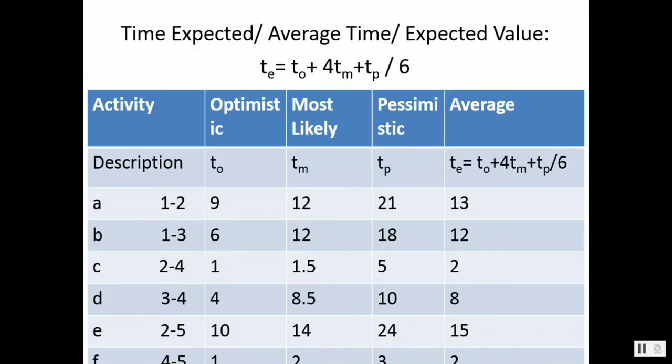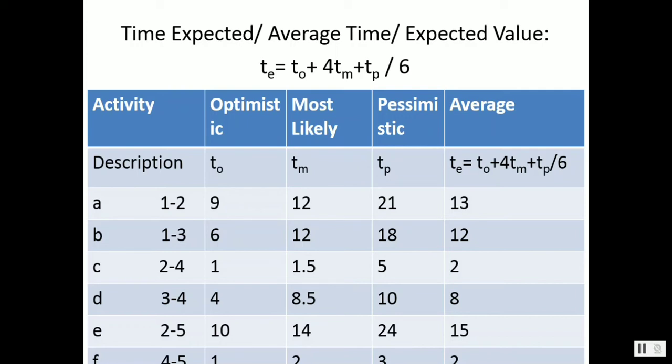In the next slide, we will discuss how, on the basis of input, we should move on to calculate time expected, which is also called average time or expected value, for each activity of the diagram. We have activity descriptions A, B, C, D, E, F. In numeric, it is given A 12, B 13, C 24, D 34, E 25, F 45. These are the activities of the project depicted through the network diagram.